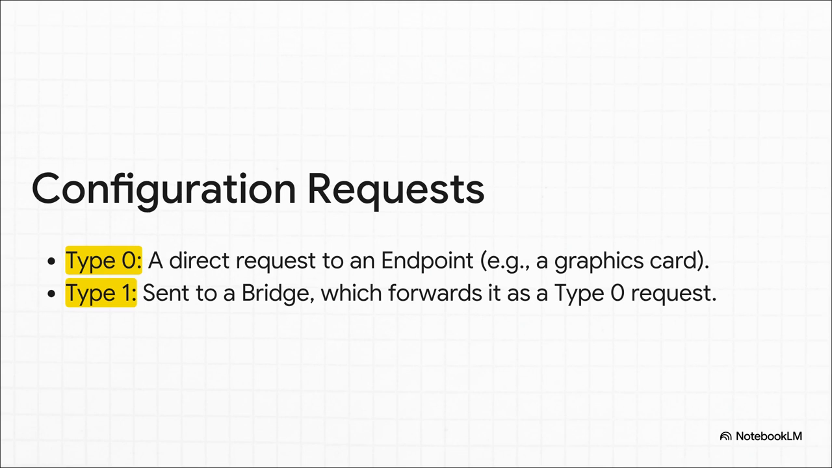The requests themselves also come in two types. A Type 0 request is simple. It's a direct question to an endpoint, like your graphics card. A Type 1 request is what you use when you need to talk to a device that's behind a bridge or a switch. So the root complex sends a Type 1 to the bridge, and the bridge's job is to turn around and forward that question as a Type 0 request to the right device downstream.